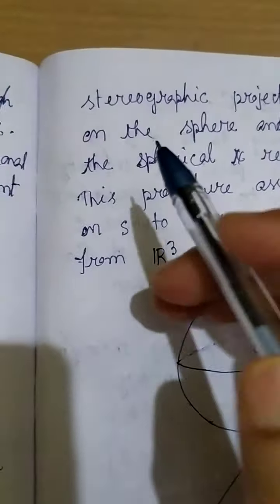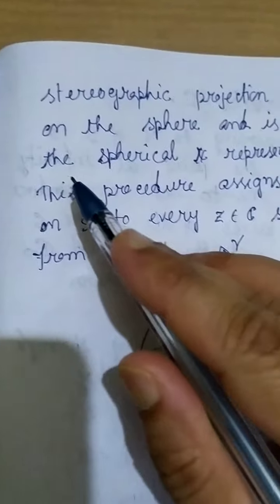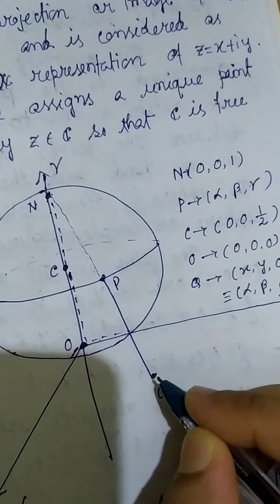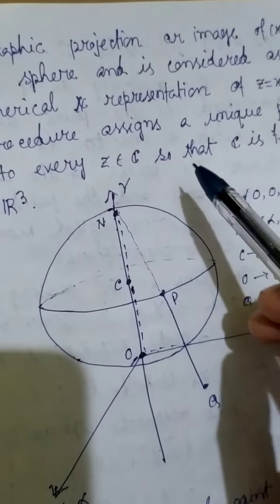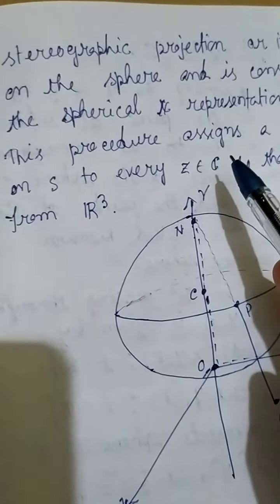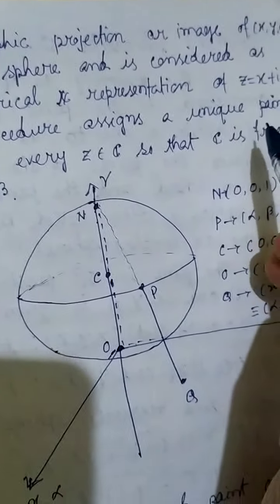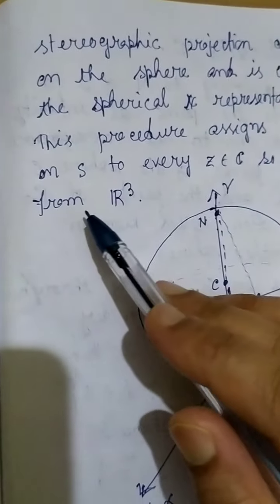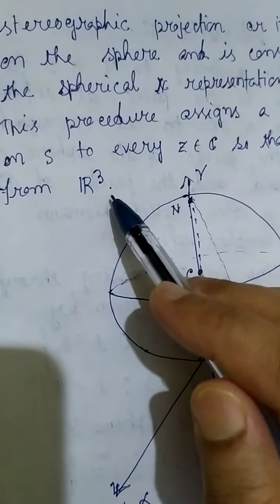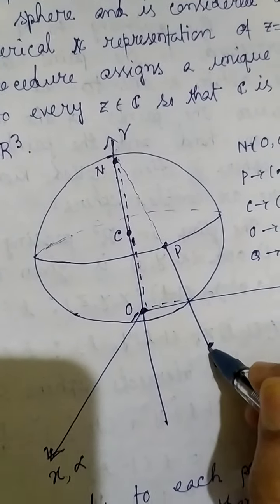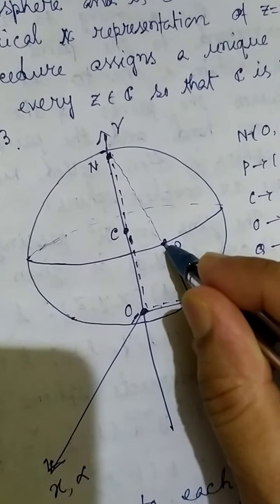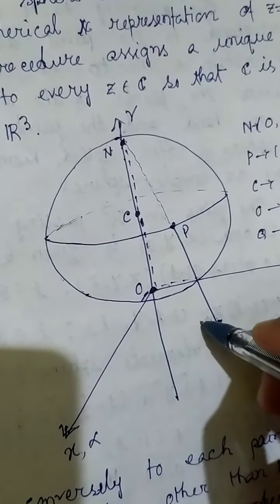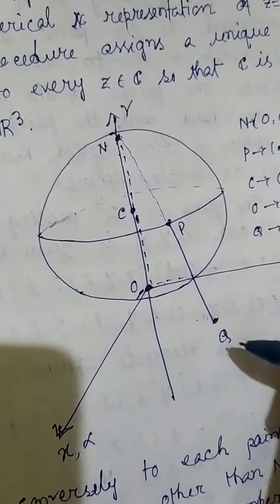It is the projection of the point (x, y, 0) on the sphere, and is considered the spherical representation of z equals x plus iy, because we have the point (x, y). So this procedure assigns a unique point on S to every point z, so that C is free from R cubed. First we have this point, then corresponding to it we have the point on the sphere, if I join N and Q. This is known as P being the stereographic projection of Q.